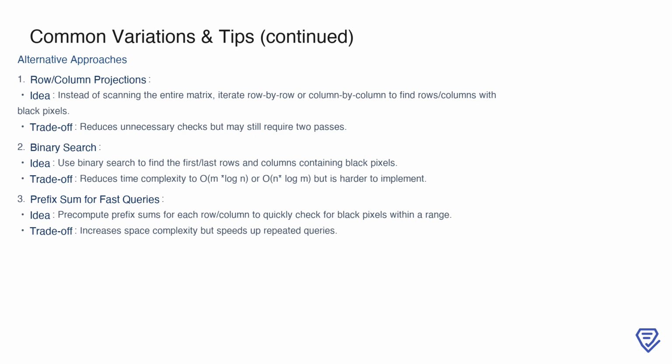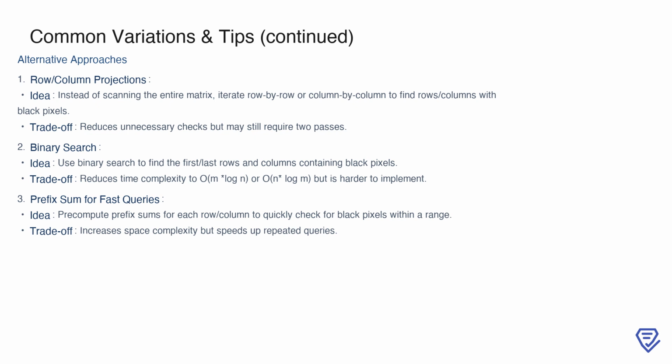One method involves row and column projections. The idea here is to iterate through the matrix row by row or column by column to identify those that contain black pixels. This approach reduces unnecessary checks but often requires 2 passes to gather all the necessary information. Another option is binary search. By applying binary search to locate the first and last rows in columns containing black pixels, you can reduce the time complexity to O(m log n) or O(n log m), depending on the dimensions, though this approach can be trickier to implement correctly.